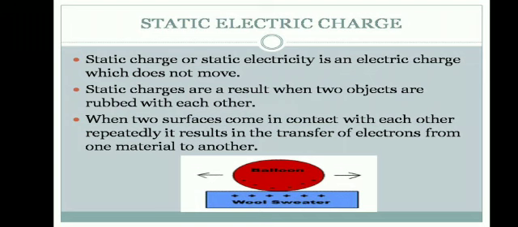For example, we will take a woolen sweater and a balloon. If these two are rubbed together, what happens? The transfer of electrons from one material to another takes place. So it results in static electricity.